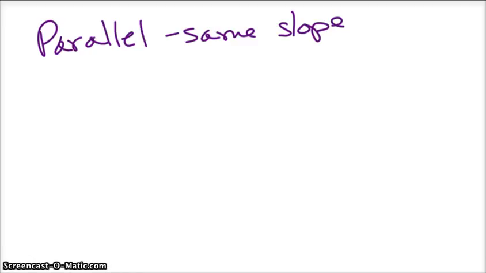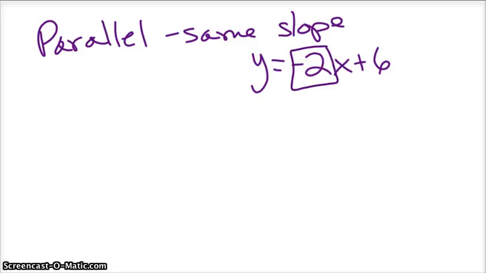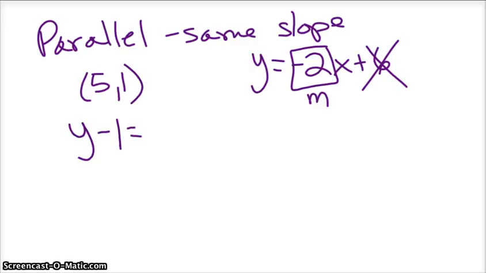So that line that they gave us, y equals negative 2x plus 6, has this for a slope. That's its m value. So we're going to use that slope again. The plus 6, we don't need that anymore. All right? So we're going to use that negative 2, and we want to go through the point (5, 1). So back to point slope form. Y minus 1 is equal to negative 2 times x minus 5.